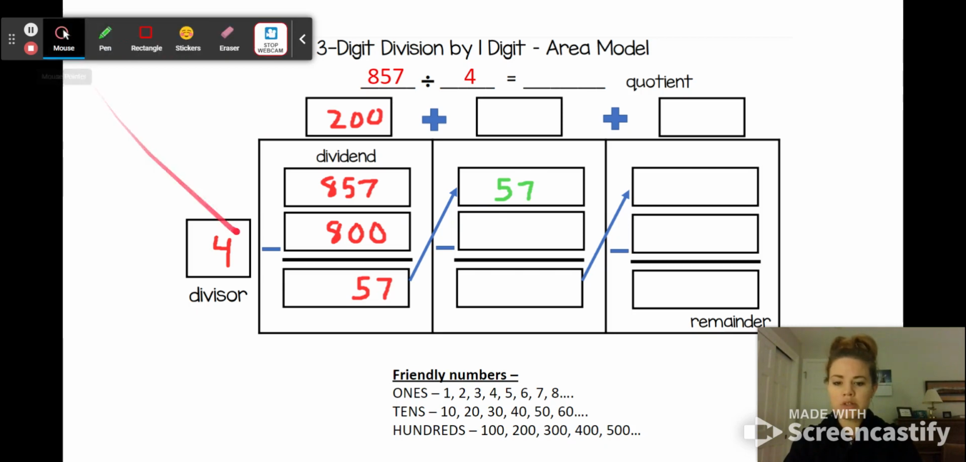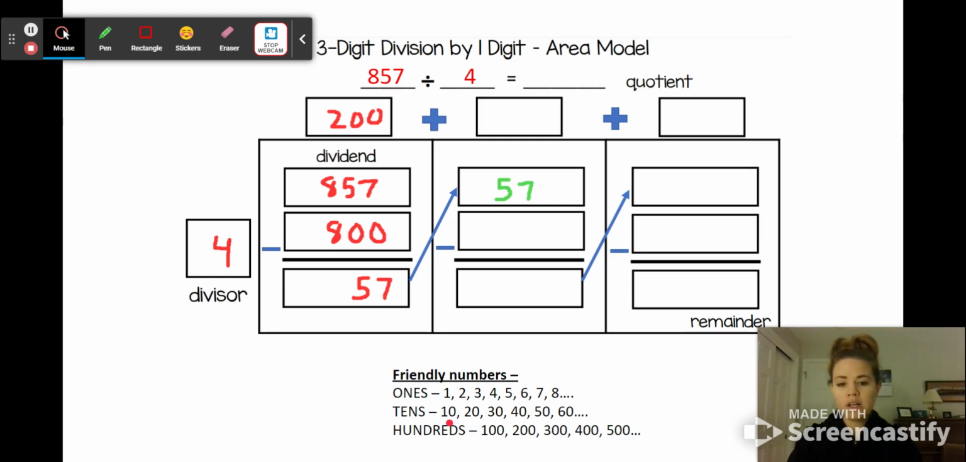So if we go back down to our friendly numbers, we need to multiply 4 by something to get close to 57. So 4 times 1, that's really far from 57. Let's go to the tens because we're in the tens column, so we should be able to find a friendly number here that will help us. 4 times 10 is 40. That's pretty close to 57. How about 4 times 20? That's 80, which is over 57. So we can't choose any numbers that are over. We have to go for under.